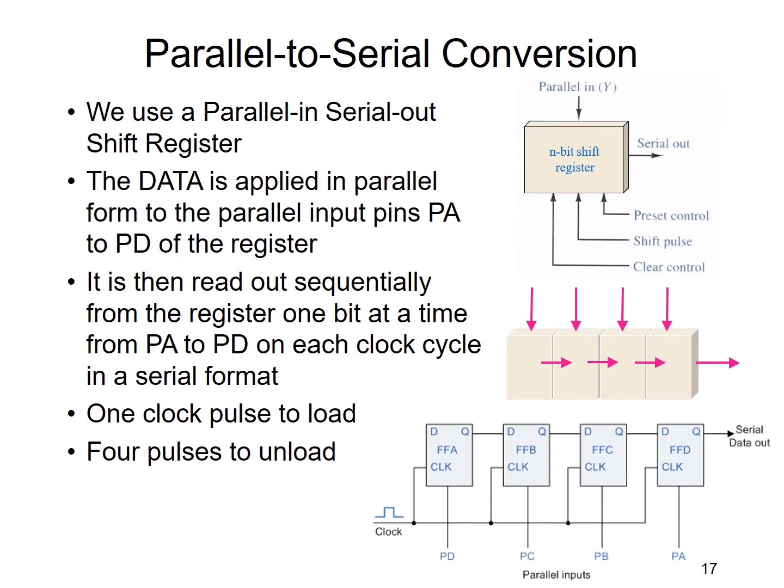We use a parallel in, serial out shift register. The data is applied in parallel form to the parallel inputs PA to PD of the register. It is then read out sequentially from the register, 1 bit at a time, from PA to PD on each clock cycle in a serial format. 1 clock pulse to load, 4 clock pulses to unload.